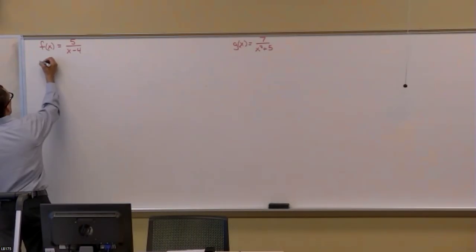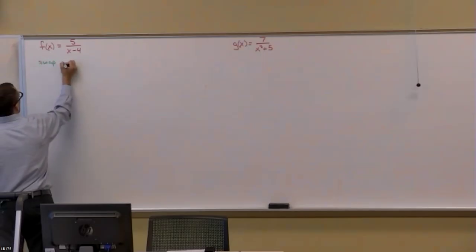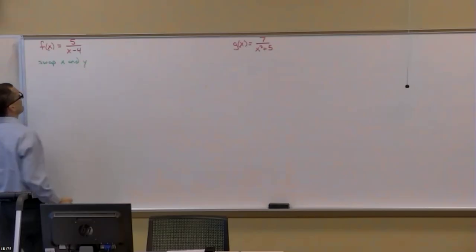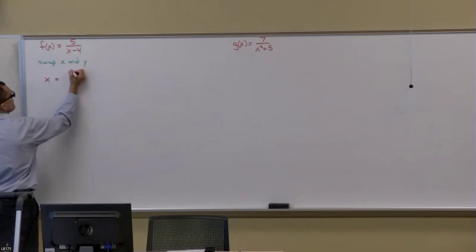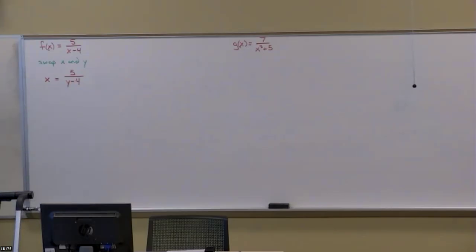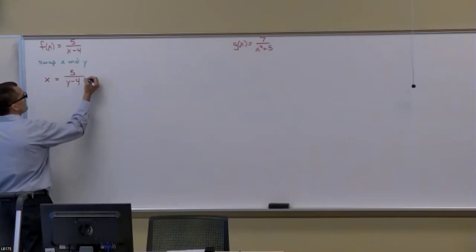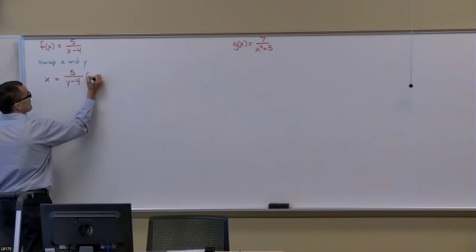So as usual, we're going to swap the x and the y. And we get x is equal to 5 divided by y minus 4. Okay, now my first step, what should I do first step? Times by positive 4. Not quite. Multiply by 5.